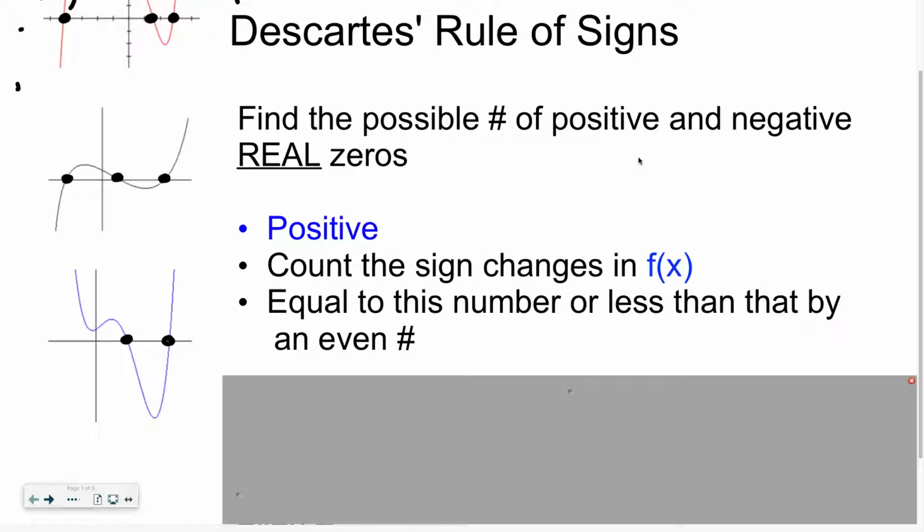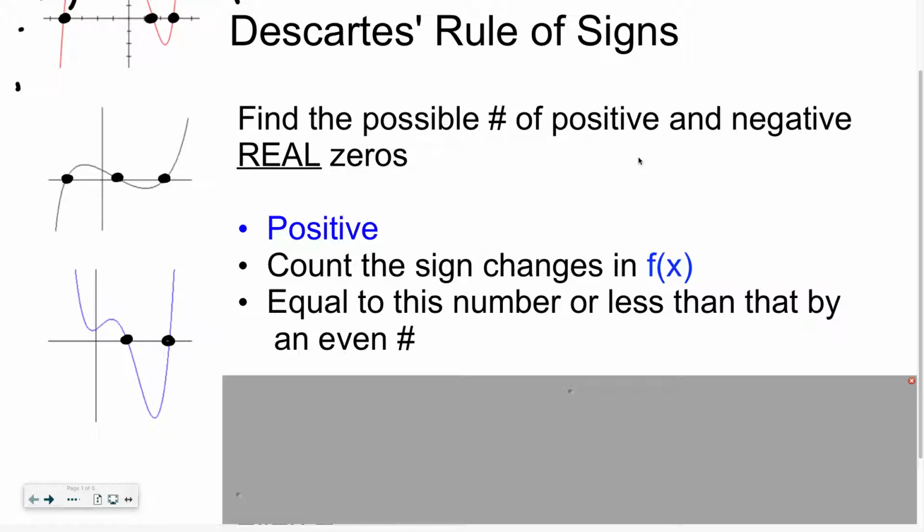Okay, that makes sense. We had done some other examples. Like, you guys had said 4 or 2 or 0. What if there were 3 sign changes? 3 or less than that by an even number.